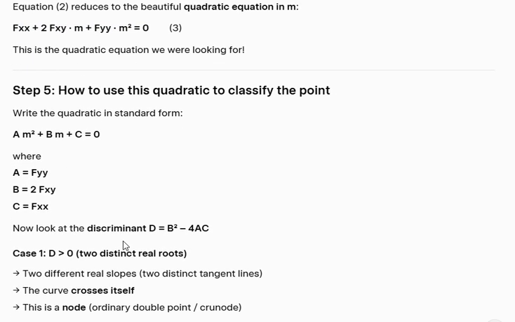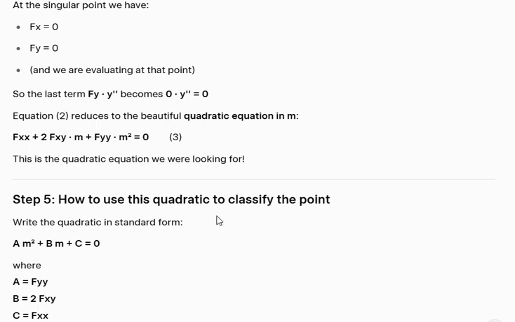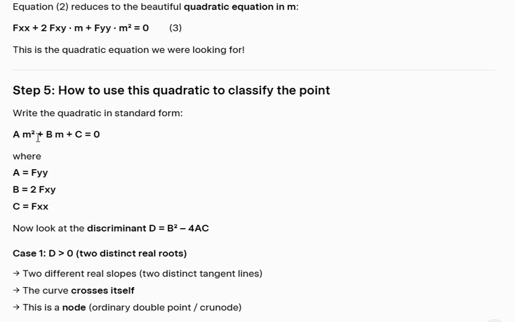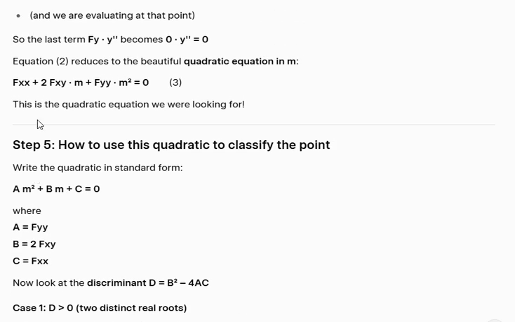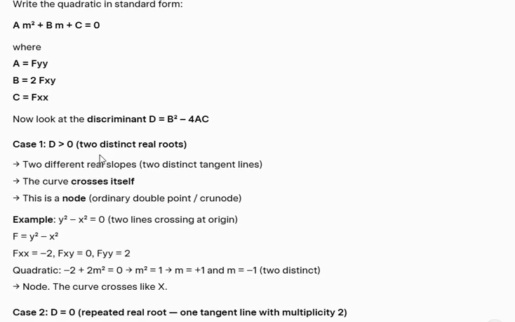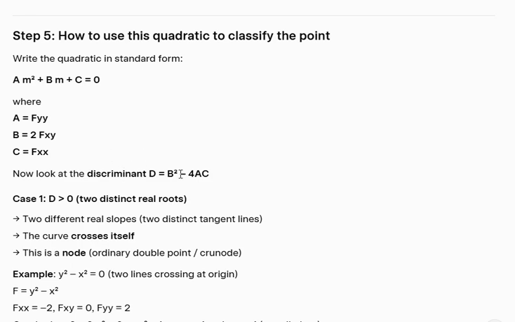And with the discriminant, we know how to classify the point. Suppose a m square plus b m plus c is equal to 0. Here, in the quadratic equation, a is equal to the partial derivative of f with respect to y and again with respect to y, the second derivative, and b is like this, and c is whatever this is. The discriminant is b square minus 4ac, like this.